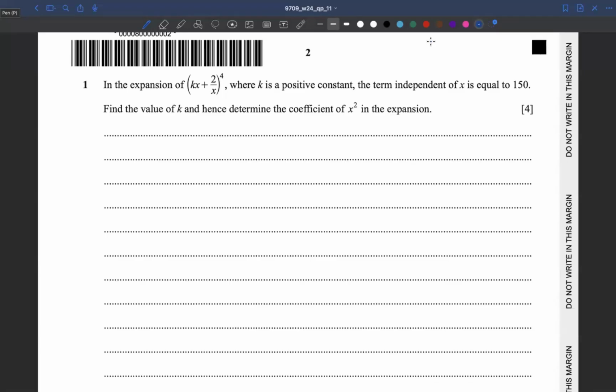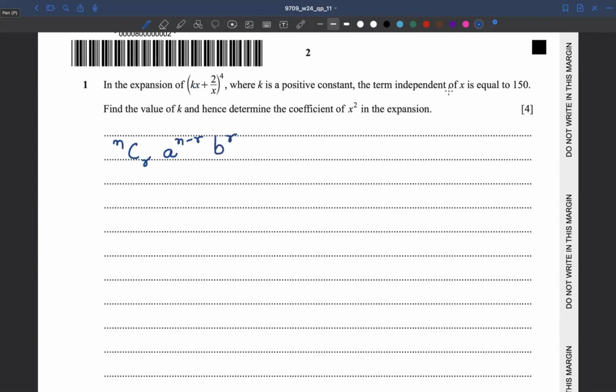Question 1 says that in the expansion of (kx + 2/x)^4, where k is a positive constant, the term independent of x is equal to 150. We have to find the value of k and then determine the coefficient of x squared in the expansion. Now, we know when we're expanding through the binomial theorem, the formula is nCr a^(n-r) b^r.